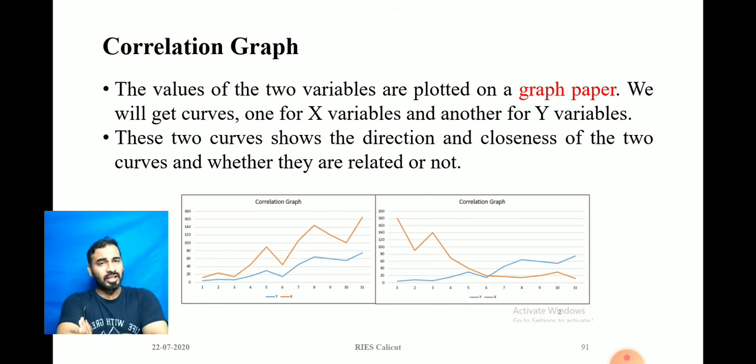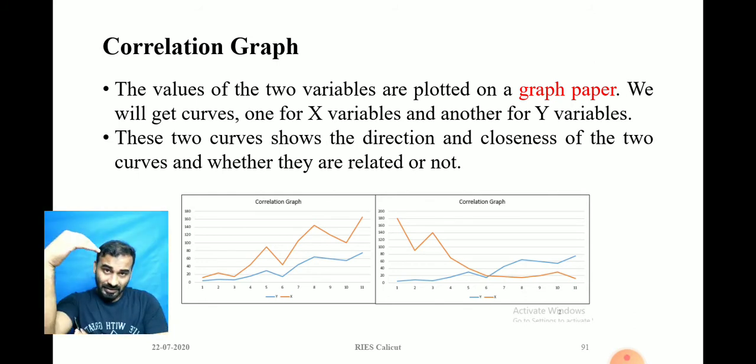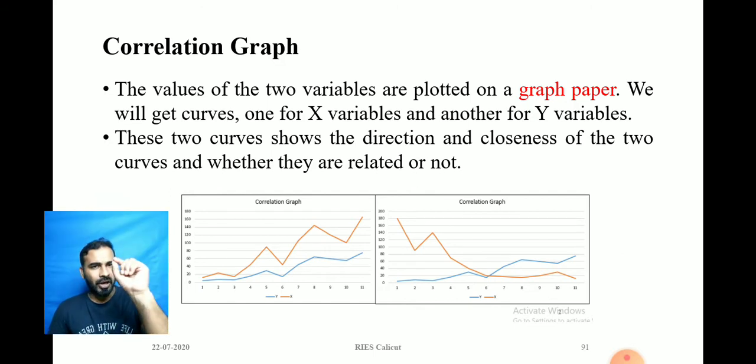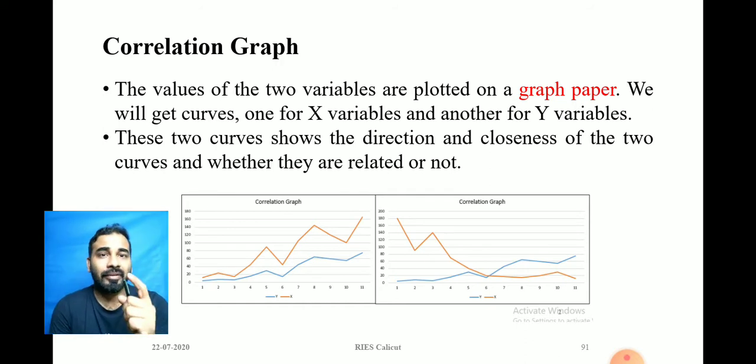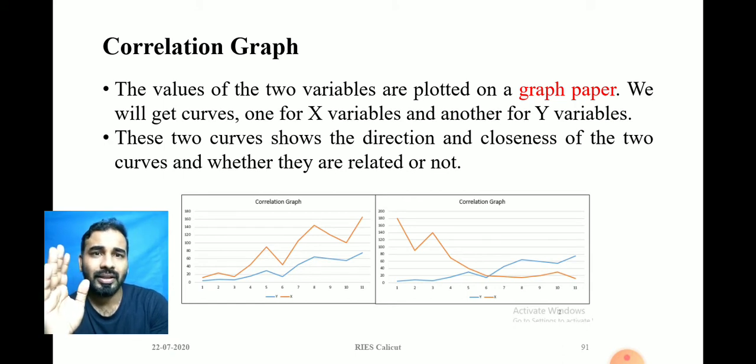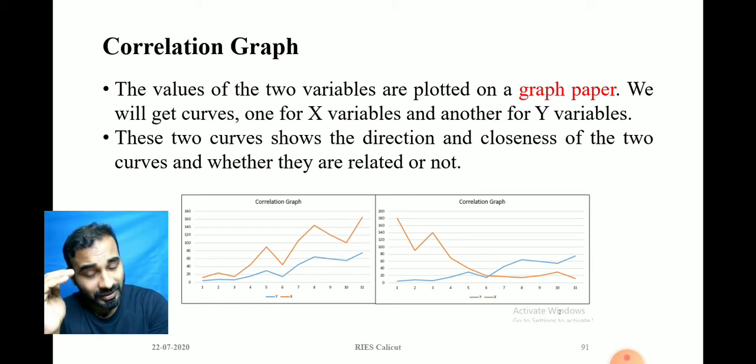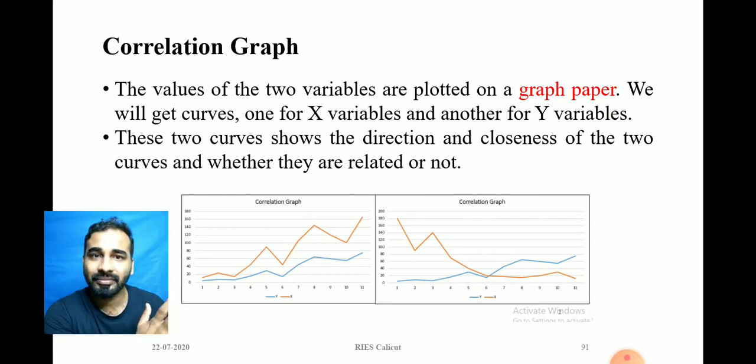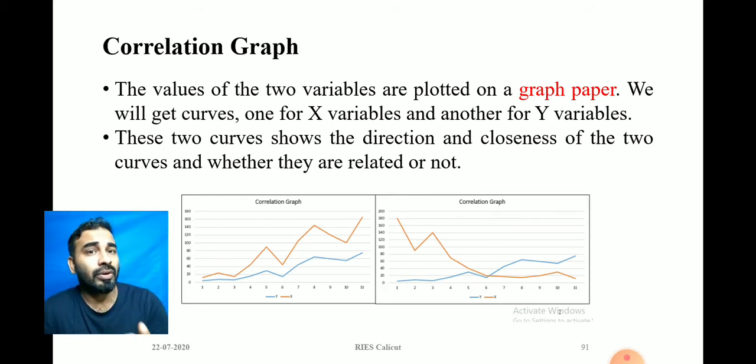In a scatter diagram, we have only one dot for one x and y. We have two variables, y and x, but we are getting only one dot for one x and one y. But in a correlation graph, we obtain graphs for x and y separately. For drawing such a correlation graph, we need time series data. So a correlation graph can only be drawn for time series data.